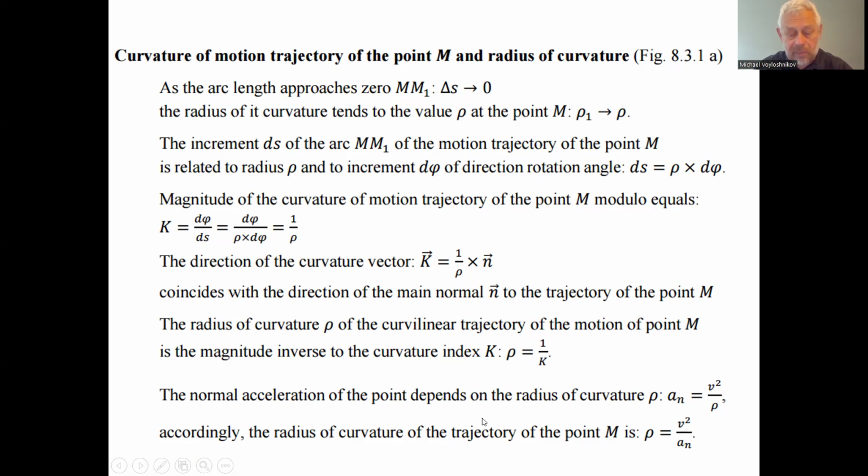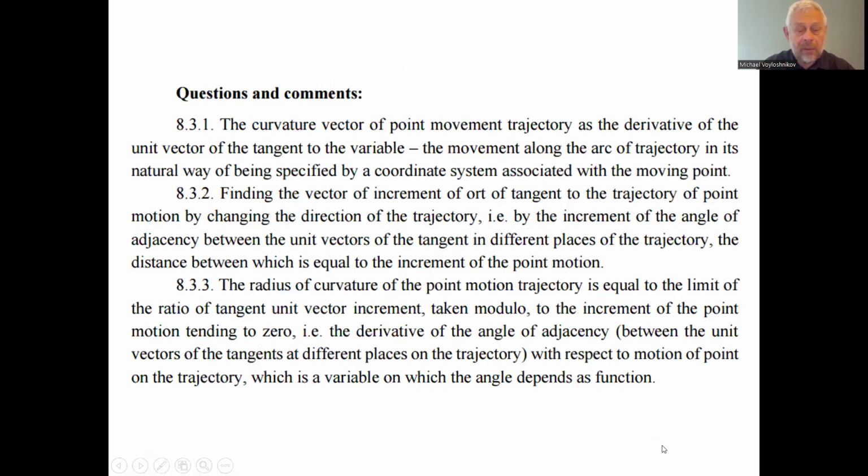The normal acceleration of the point depends on the radius of the curvature. So we can find rho here: we know that the normal acceleration is equal to the velocity of the point v squared divided by rho. So rho we can find as v squared, the velocity, divided by the normal acceleration. Any questions and comments?